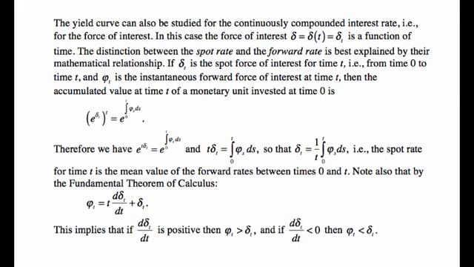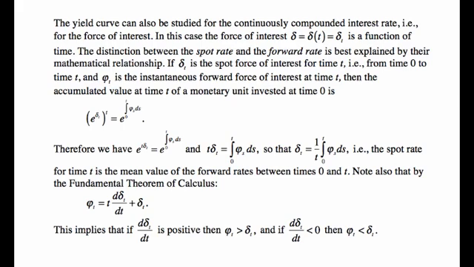So, if you recall this from calculus, this is basically saying that the spot rate for time t is the mean value of the forward rates between times 0 and t. And also, if you take this t times delta t equals the integral from 0 to t of phi sub s ds, and you take the derivative of both sides and use the fundamental theorem of calculus, you will see that phi sub t is equal to t times the derivative of delta with respect to t plus delta sub t.